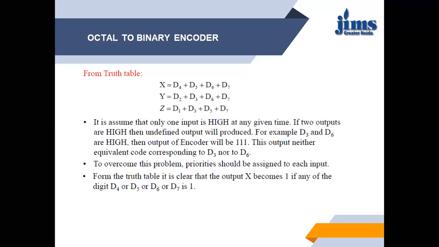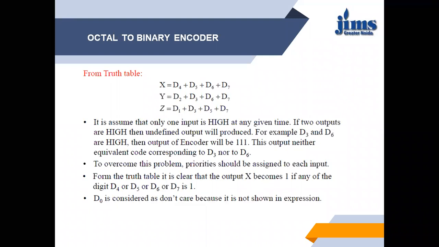Now from the truth table, it is clear that output X is 1 if any of the digits D4, D5, D6 or D7 is 1. But in this case, we can say that D0 has no significance. Either D0 is 1 or D0 is 0, there is no effect of D0 on the output combination X, Y, Z.